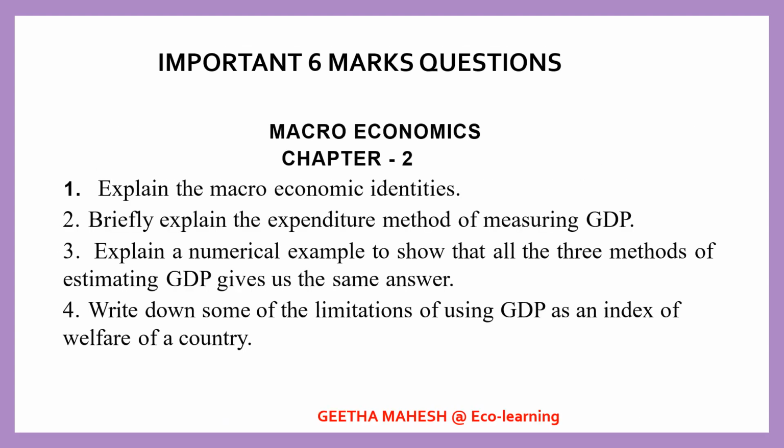From macroeconomics, they will ask one important 6-mark question from this chapter. There are 4 important questions in this chapter. One is macroeconomic identities. Next, briefly explain the expenditure method of measuring GDP. Next, explain with a numerical example to show that all 3 methods of estimating GDP give us the same answer. And one more, write down some limitations of using GDP as an index of welfare of a country. So out of 4 questions, you can expect one 6-mark question.